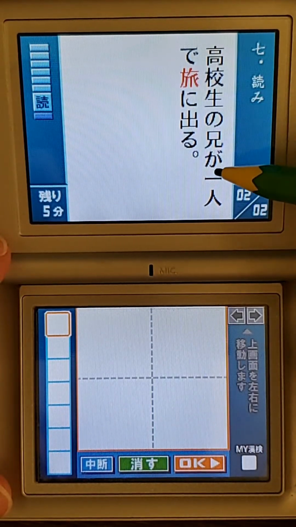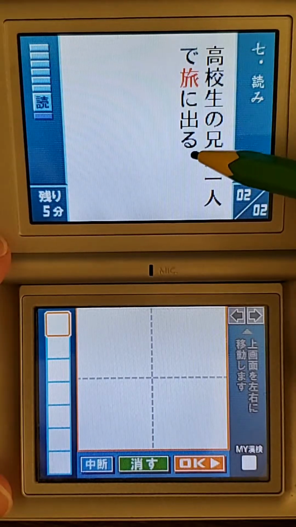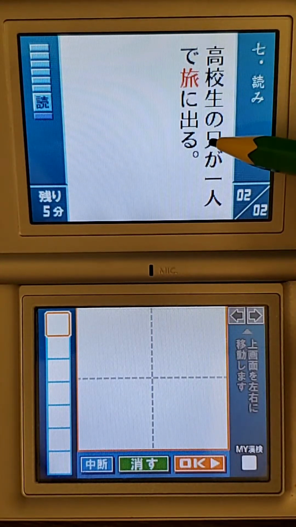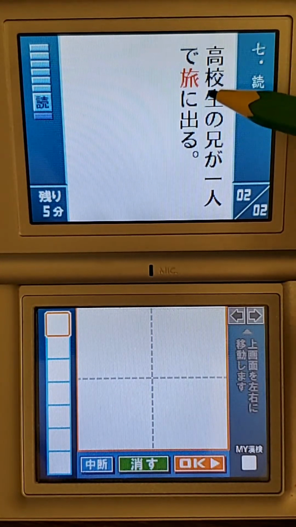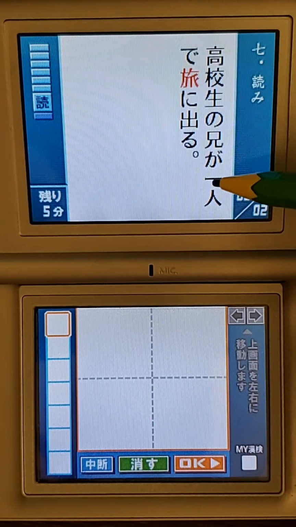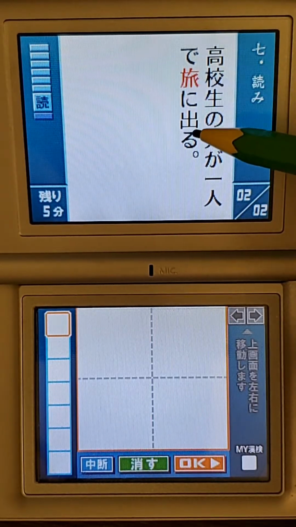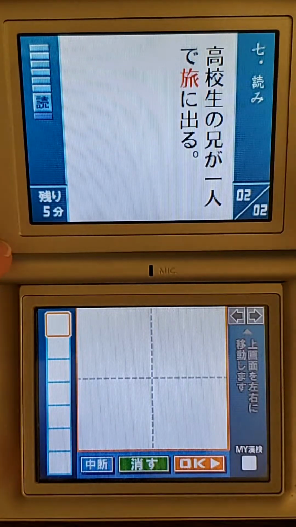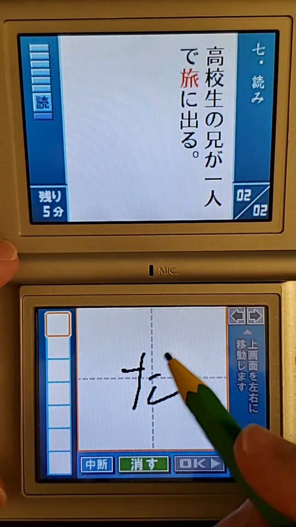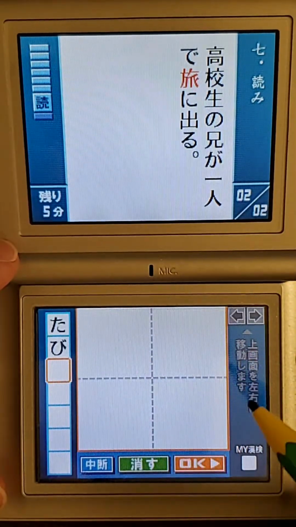Koukosei no ani ga hitori de tabi ni deru. So my older brother, who's a high school student, went by himself on a trip, a tabi. He went somewhere. Tabi. Hitori tabi. Tabi.